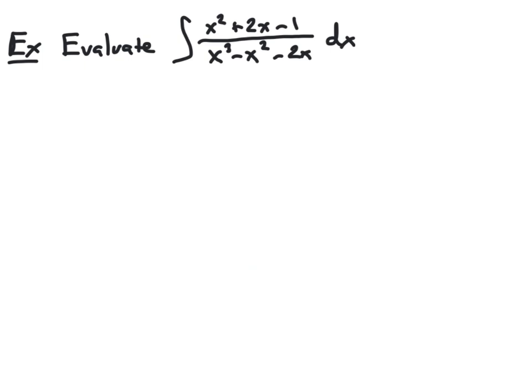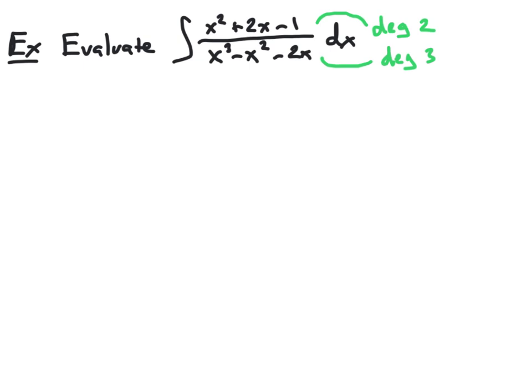In this example, we want to evaluate the integral of (x squared plus 2x minus 1) all over (x cubed minus x squared minus 2x) dx. This is an integral of a rational function, and so partial fraction decomposition is a natural approach. The first thing we do is look at the degrees of the numerator and denominator. The numerator is a quadratic, so it has degree 2, whereas the denominator is a degree 3 polynomial because of the x cubed term at the beginning.